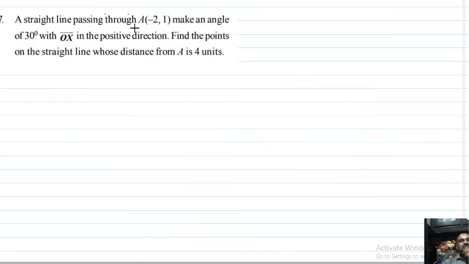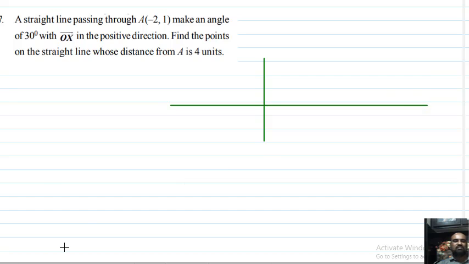A straight line passing through A (minus 2, 1) makes an angle of 30 degrees with the x-axis in the positive direction. Find the points on the straight line whose distance from A is 4. Interesting problem. Several times I explained. Okay, using the perpendicular form, you can find the solution for this. So important model, we did several problems.